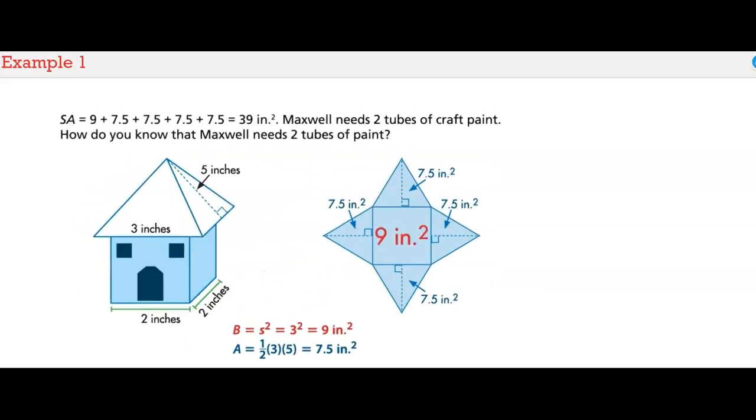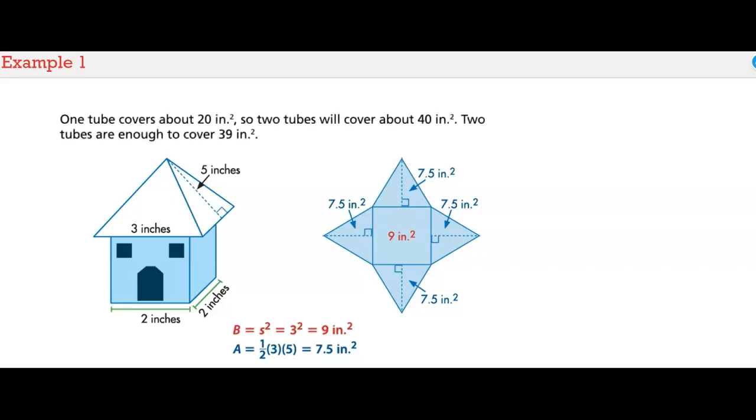SA equals 9 plus 7 and 5/10 plus 7 and 5/10 plus 7 and 5/10 plus 7 and 5/10 equals 39 square inches. Maxwell needs 2 tubes of craft paint. How do you know that Maxwell needs 2 tubes of paint? One tube covers about 20 square inches, so 2 tubes will cover about 40 square inches. 2 tubes are enough to cover 39 square inches.